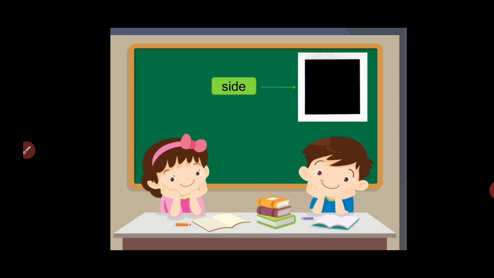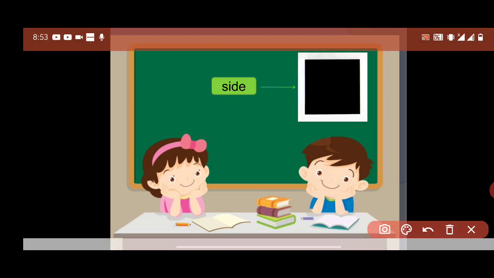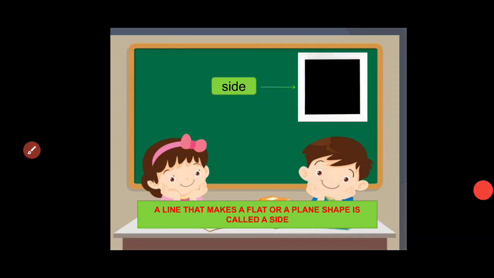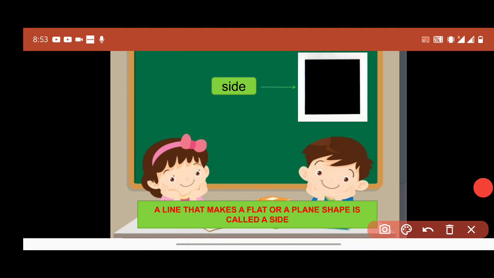So children, what is a side? If you see in this particular 2D shape, a side is being marked. So let us understand what is side. Any line that makes a flat or a plane shape is called a side. So if you see, this is a straight line. There are four straight lines which are joining and basically making a shape, which is called a 2D shape. Children, always remember a 2D shape has only one face. Okay, children? So, what is a side? A line that makes any flat or a plane shape is called a side.